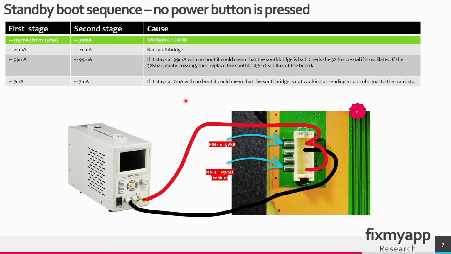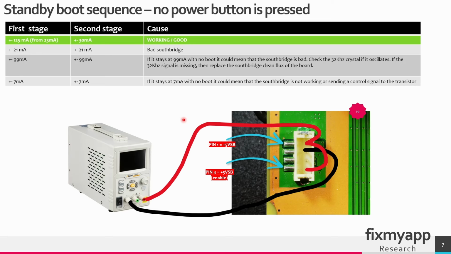The first thing that I do when I get a PlayStation that has a no power behavior is to check the standby boot sequence. With the standby boot sequence, we can determine if the PlayStation 4 is initializing in standby mode. So when you provide power to the mainboard, it will initialize the Southbridge and read some data, and that action will translate in a different current draw.